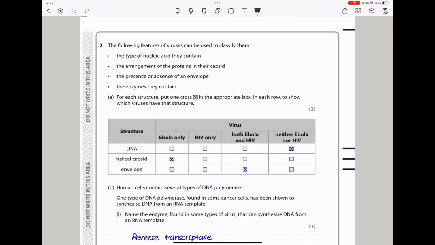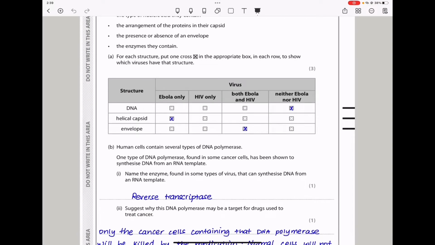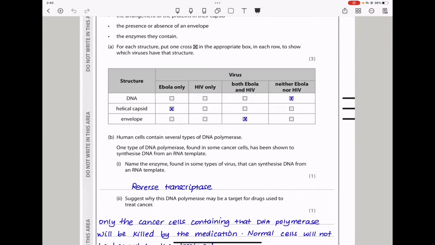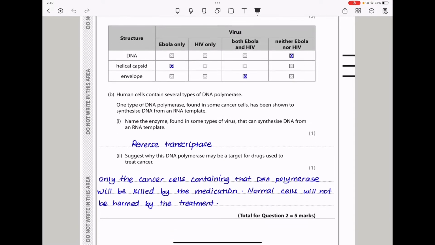Question 2. The following features of viruses can be used to classify them: the type of nucleic acid they contain, the arrangement of the proteins in their capsid, the presence or absence of an envelope, the enzymes they contain. Part A says, for each structure, put one cross in the appropriate box in each row to show which viruses have that structure. For DNA, it is contained by neither Ebola nor HIV. The helicocapsid is by Ebola virus only, and the envelope is for both Ebola and HIV.